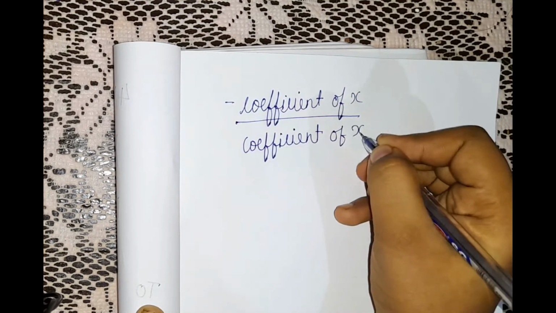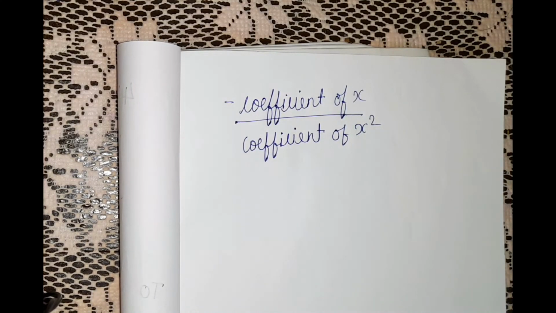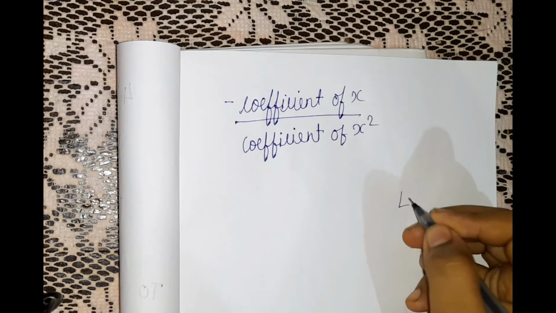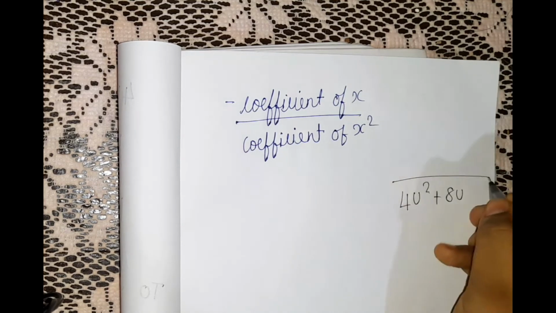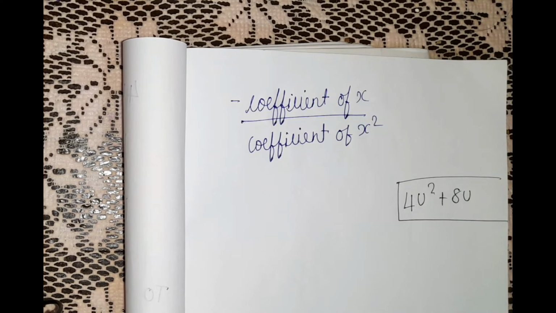x square. So how are we supposed to find it? We are going to be finding it from the question. Do you guys remember the question? So the question is 4u square plus 8u. So this is the question. We are going to be finding the values for x and x square.